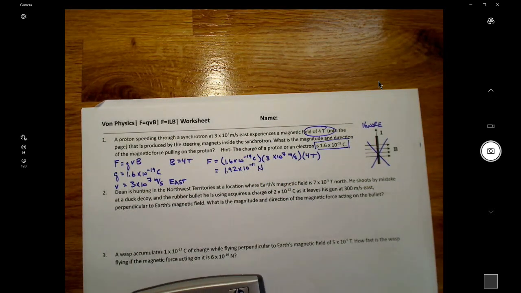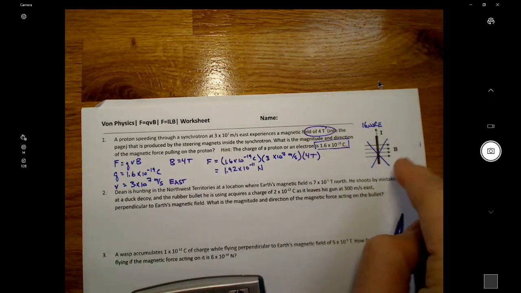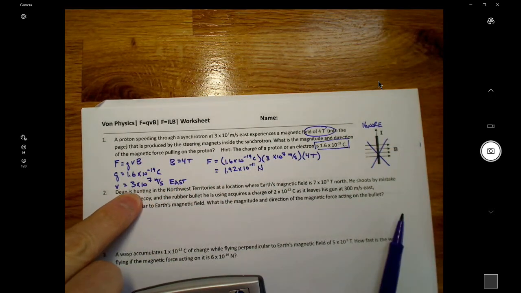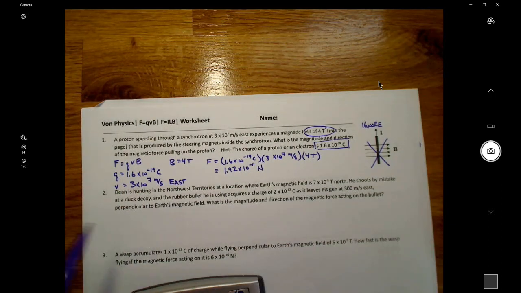And that's it. Oh, and the last part is to identify the direction. So to get the direction, we're going to use the right-hand rule. So this picture isn't very helpful, but we know that the velocity is going east, which means on my paper, we're just going to say that that means going to the right.